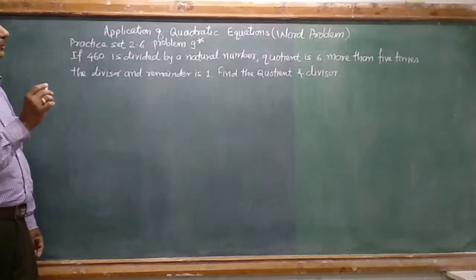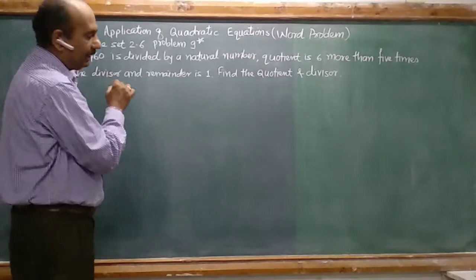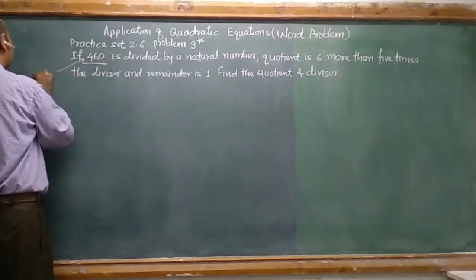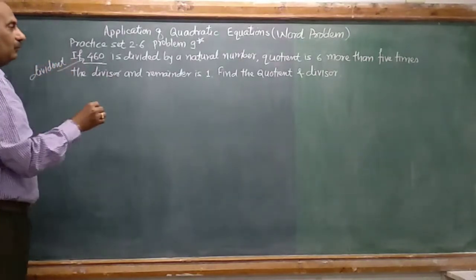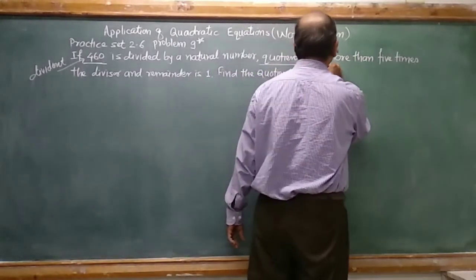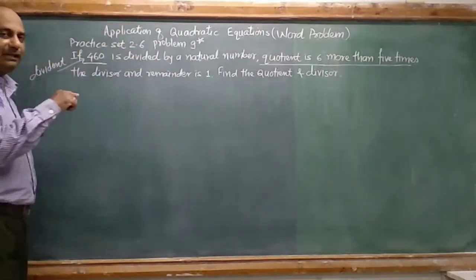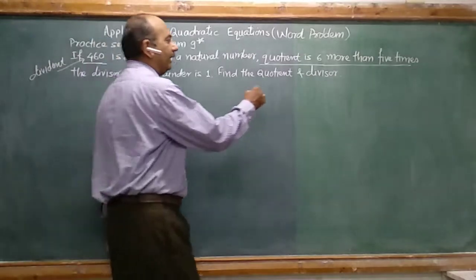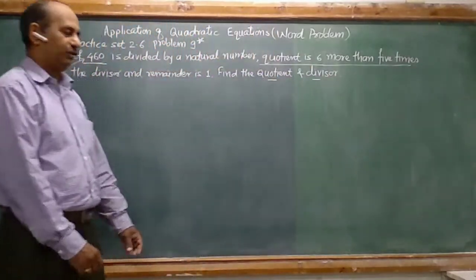So here the dividend is given. Dividend is your 460. So we write this. This is your dividend. Now quotient is given. Quotient is what? 6 more than 5 times. Right. So quotient is 6 more than 5 times. What you have to find? You have to find the divisor and then the quotient.